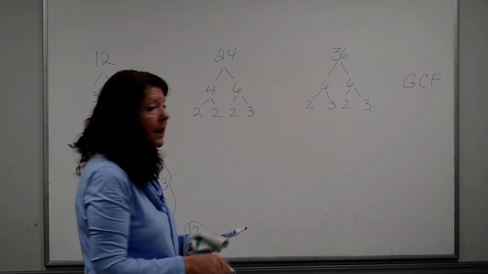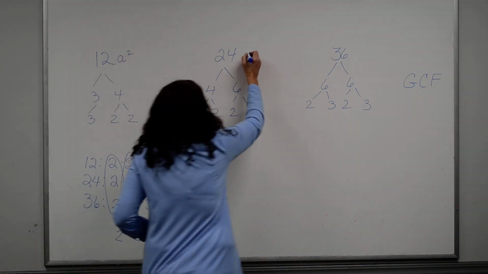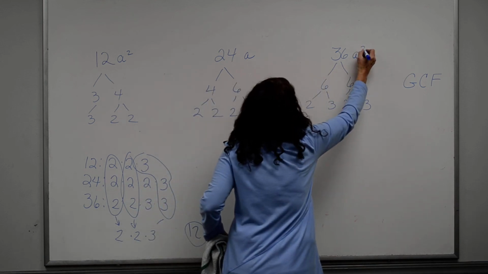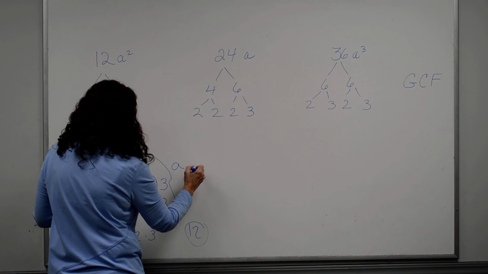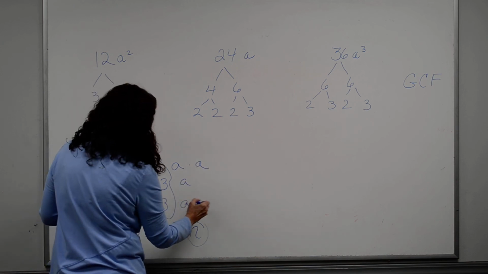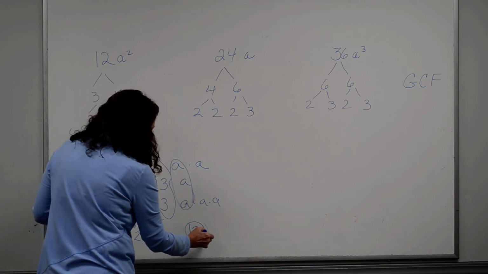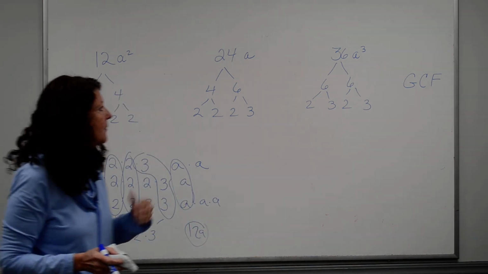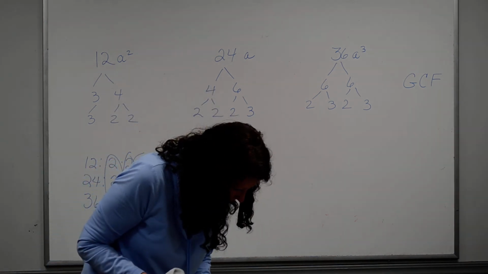Do the same thing with the variables. Okay, so if this one had a squared, this one had a, and this one had a cubed, then what would be added here is this would be an a times a, this would be an a, and this would be an a times a times a, and it would have one set of a's in common. So the greatest common factor would be 12a. Okay?